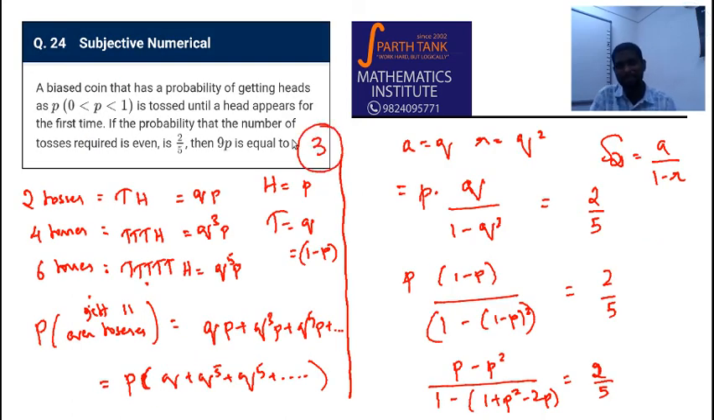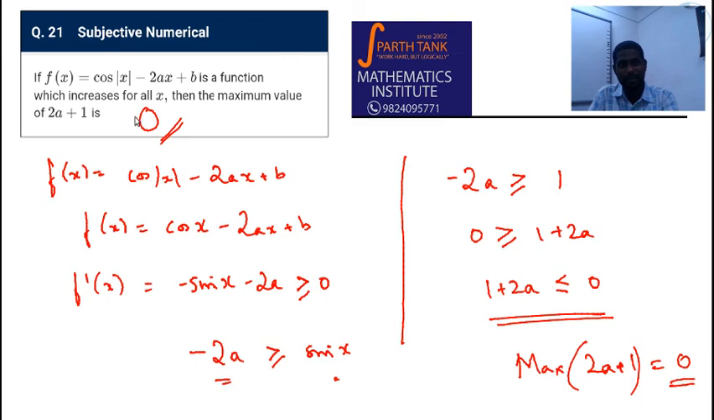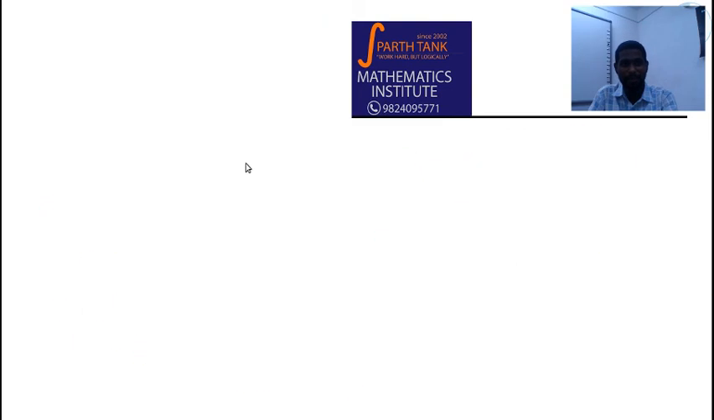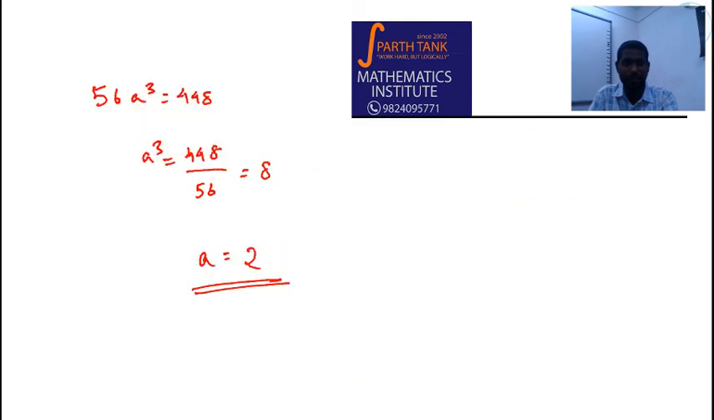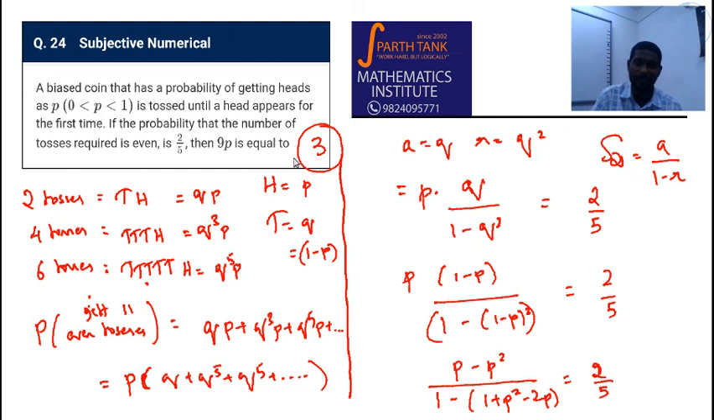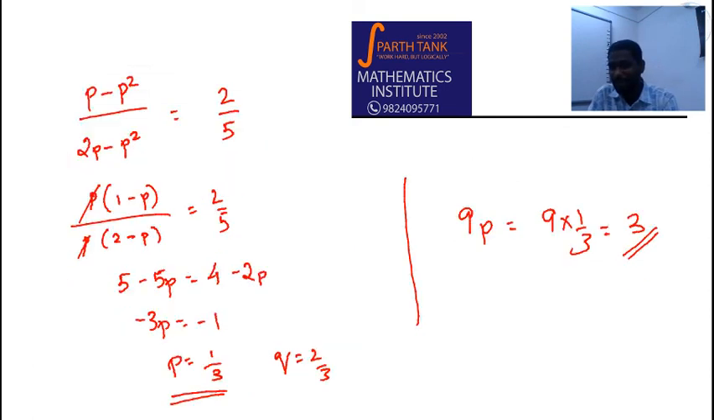Now let me show you something interesting. The last 4 questions: 21 the answer is 0, 22 answer is 1, 23 answer is 2, 24 answer is 3. So the last 4 questions the answers are 0, 1, 2 and 3. Can the next one be 4?